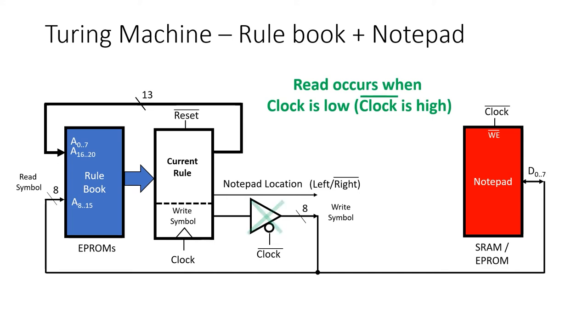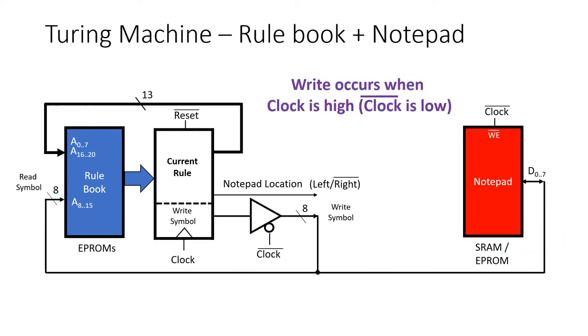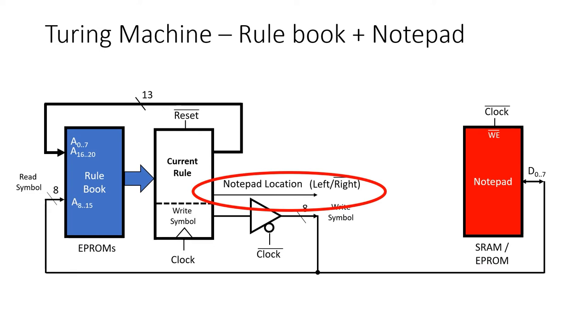Reads from the notepad occur while the clock is low, and it follows this green pathway. Note that the buffer in the write pathway is disabled. Then, when clock goes high again, the write occurs following this purple pathway. Now there's this one last signal which updates the notepad location.